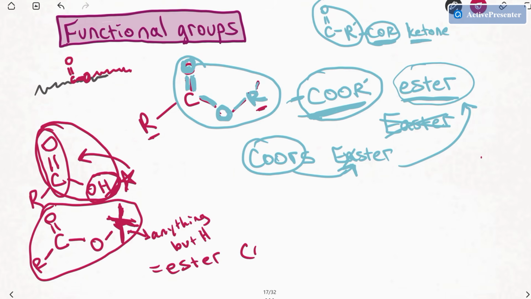So remember, your uncles drink Coors beer on Easter. So a COOR is an ester. Okay, so I hope that is helping you remember all these and be able to keep them apart a little bit.